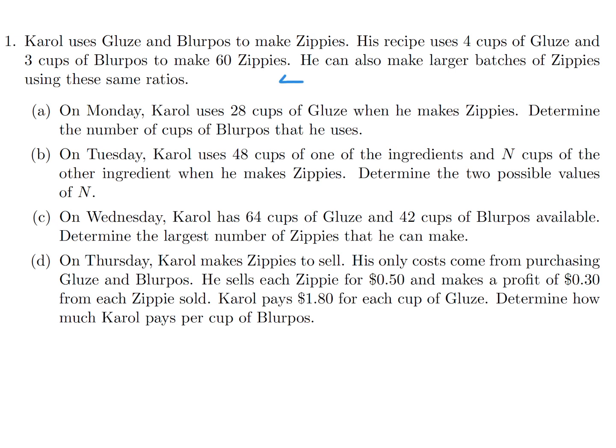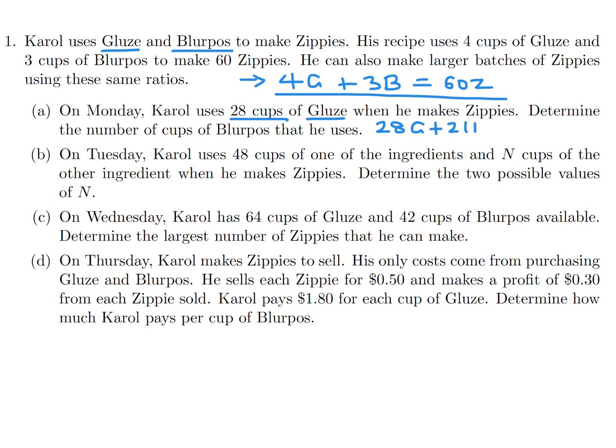So for this question, I think the standard is 4G plus 3B equals 60Z, where G represents glues, B represents the blurpos, and Z represents the zippies. I think that's the standard equation, and hopefully that will help us. For the first question, we have 28 of G. Basically, they're just multiplying that by 7. If you multiply that by 7, you get 28G plus 21B is 420Z.